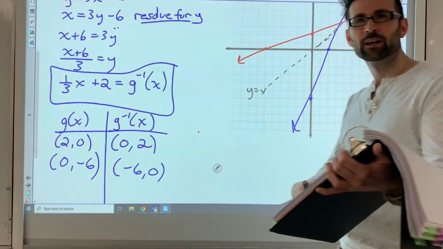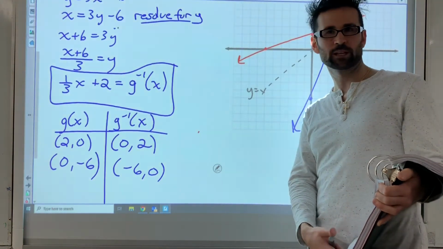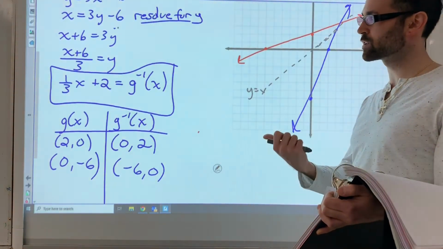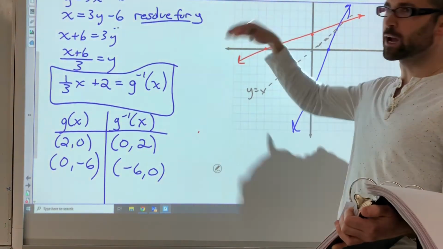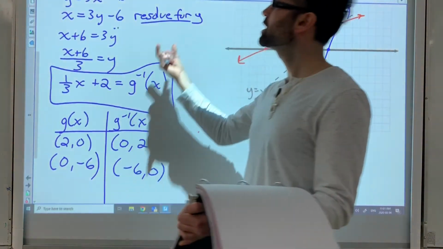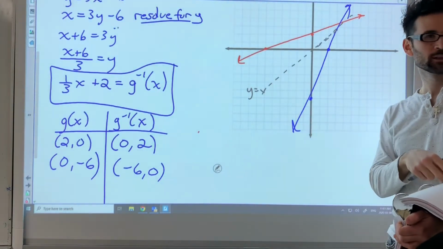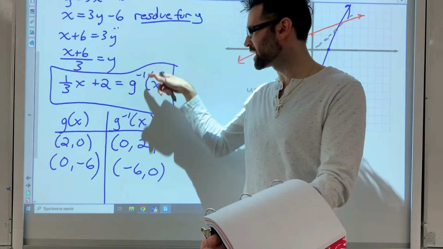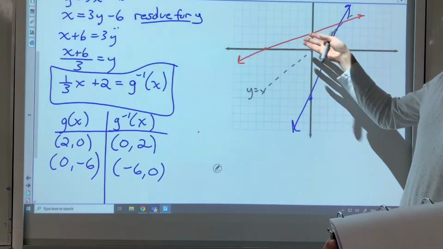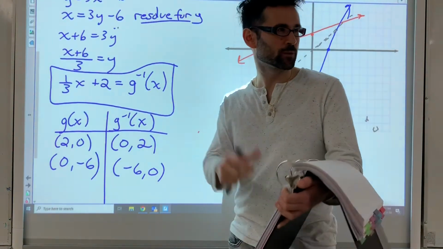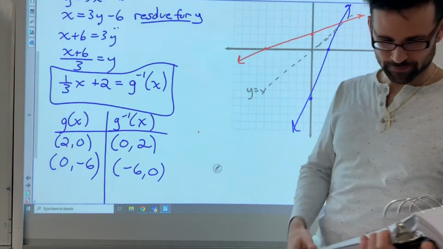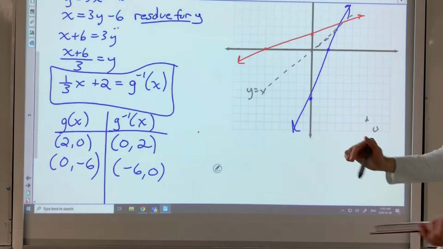Everyone cool? How do you guys feel about inverses? Do you feel that you basically know how to do them? Like I said, if you know those couple facts: an inverse means that you switch x and y, so x, y on the original becomes y, x. How do you find an inverse algebraically? You switch x and y and you resolve for y. What's the notation we use? We use a little negative 1 symbol. If you know those three things, and let's throw in that graphs reflect over the line y equals x, then you're good for inverses. Basically.